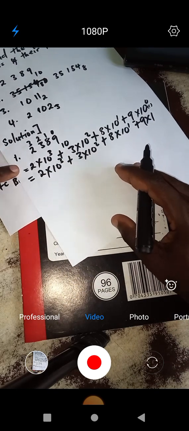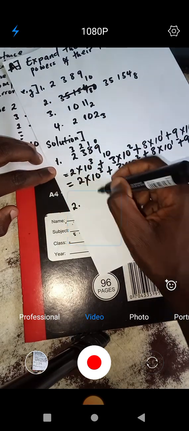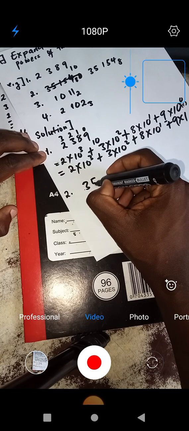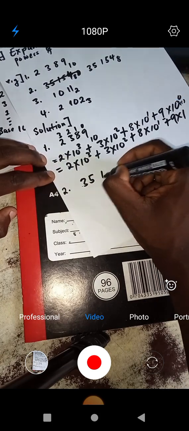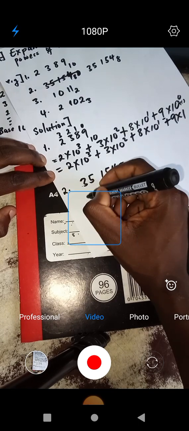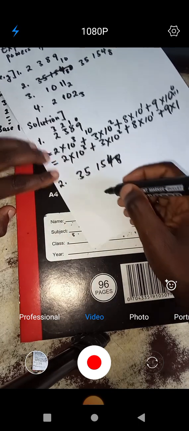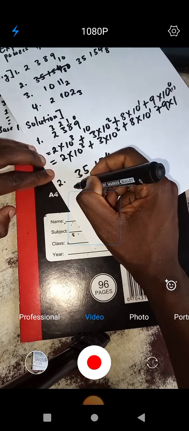We move on to number A2, which says 35154 base 8, right? Base 8, right? You can write this in expansion form.